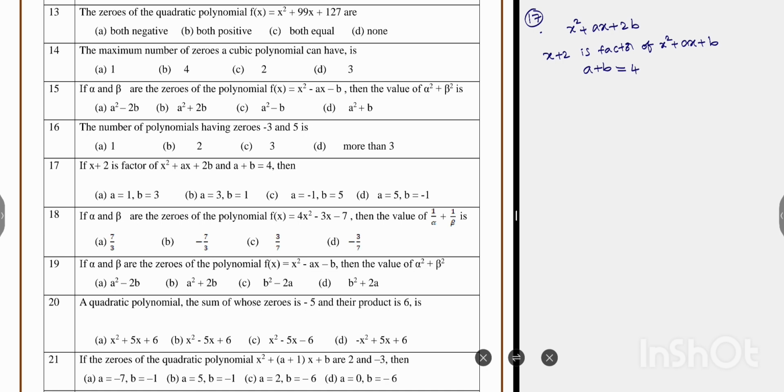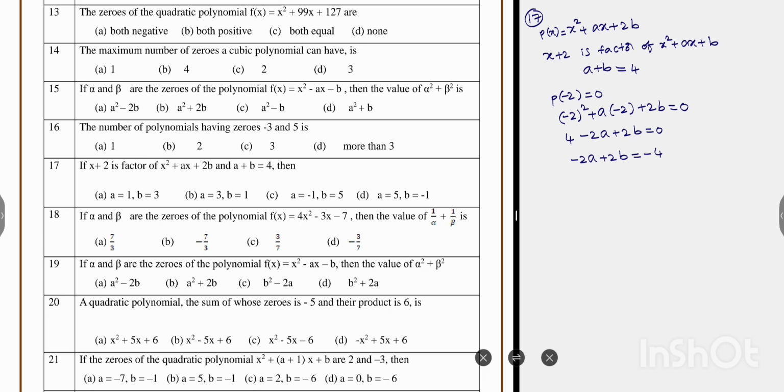Now when x plus 2 is a factor, minus 2 will be a zero of the polynomial. If minus 2 is the zero of the polynomial, p of minus 2 is equal to 0. Let us take this as p of x. If x plus 2 is a factor of p of x, then p of minus 2 is equal to 0, by the factor theorem. So according to this, minus 2 whole square plus a into minus 2 plus 2b is equal to 0. So 4 minus 2a plus 2b is equal to 0. From this, minus 2a plus 2b is equal to minus 4.